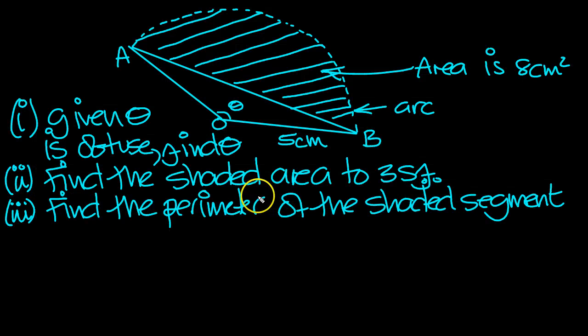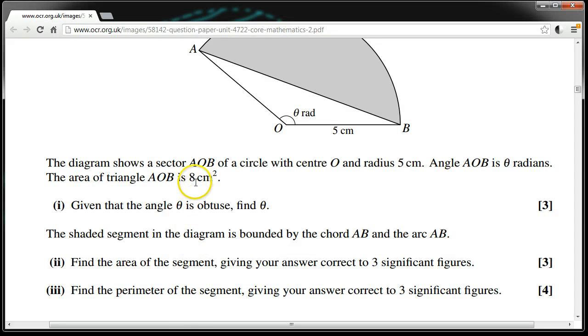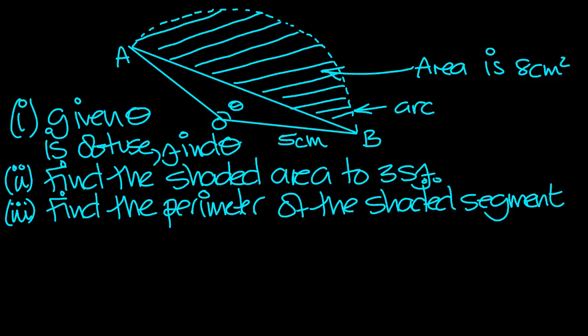So I think I've got everything here. The only thing I didn't have was the area, 8 centimeters squared, and this was 5 centimeters here. Just one little check on the question paper. The area of triangle AOB is 8 centimeters squared. So this area here isn't the area in question, that's the area of the shaded segment. But this area here is 8 centimeters squared. Okay, good.